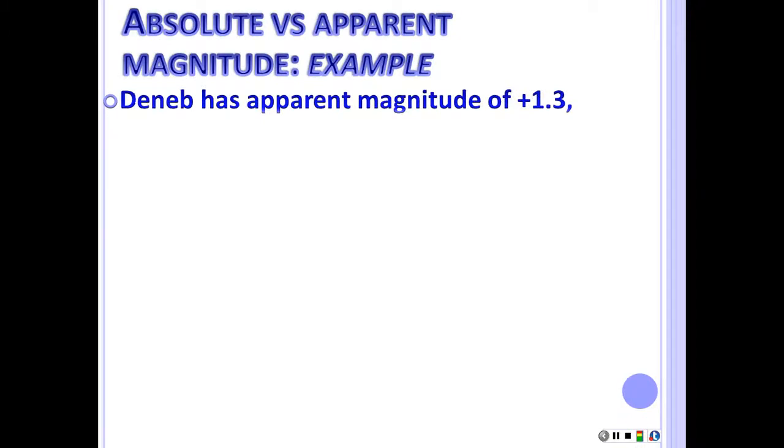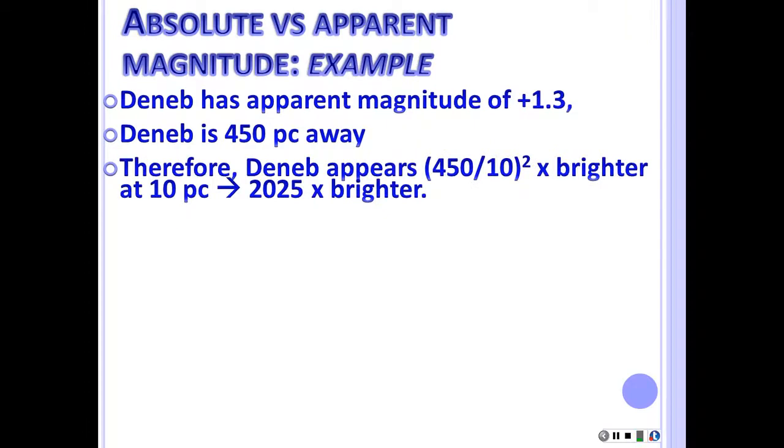Another example is Deneb. It's a famous star. It has an apparent magnitude of plus 1.3, so it's pretty bright. It's up there in brightness. But it's also a very long distance away. It's 450 parsecs away. And so we can do this calculation that if we were to bring it up to 10 parsecs away, it would be over 2,000 times brighter.